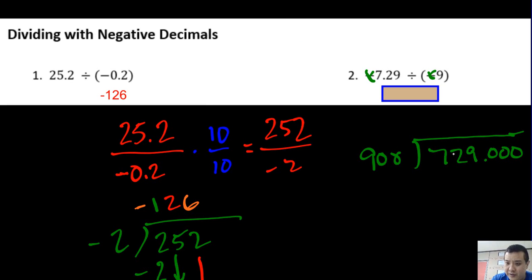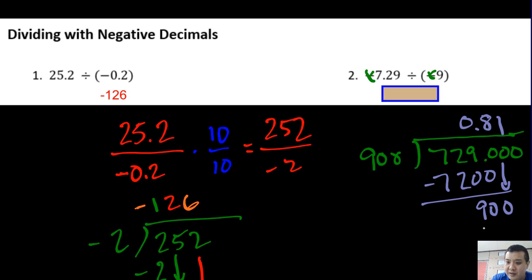900 goes into 729 0 times, and it goes into 7,290 a total of 8 times. 8 times 9 is 72. Add the 2 zeros. We subtract, we get 90. Bring down the next 0, and what we see is that it goes in 1 time. 900, subtract, and we have a remainder of 0. We are done. So our final answer is positive 0.81.